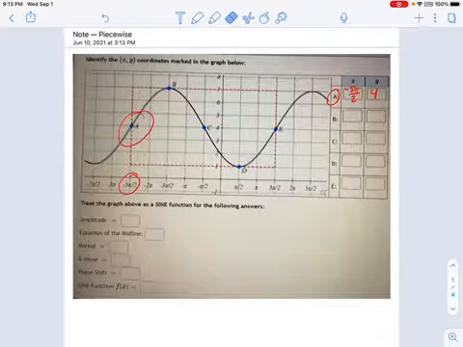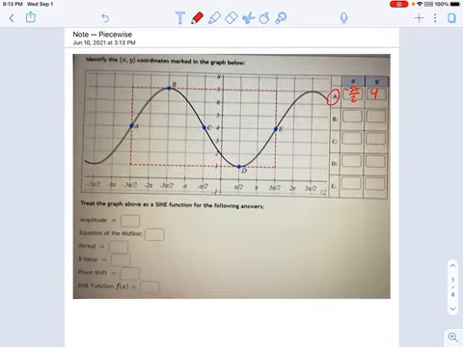And part of the point of this is to get you in the habit of looking for these 5 key points every time you're graphing a sine or cosine function, or you're interpreting a graph to make an equation. Those 5 key points are always going to be important and helpful as you go through this process.